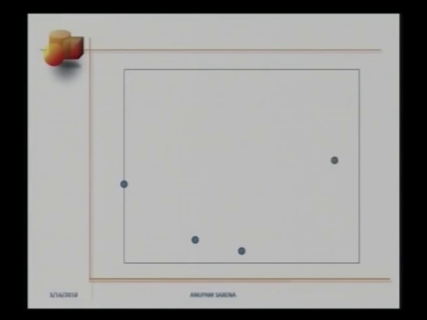Let's look at the Bezier curve graphically. This is the original set of control points. Let's join them together to form a control polyline. This is how the first Bezier curve looks. Now, let's move this point to its new location.